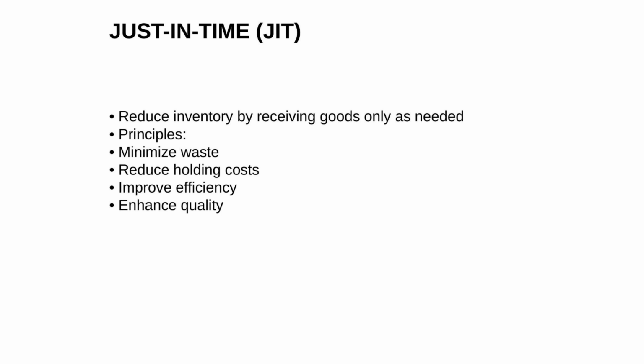Just-in-time, or JIT, is a strategy aimed at reducing inventory by receiving goods only as they are needed, especially in production. JIT is built on principles such as minimizing waste, reducing holding costs, improving process efficiency, and enhancing quality. In a strong JIT environment, problems become visible quickly because there is less inventory to hide inefficiencies.